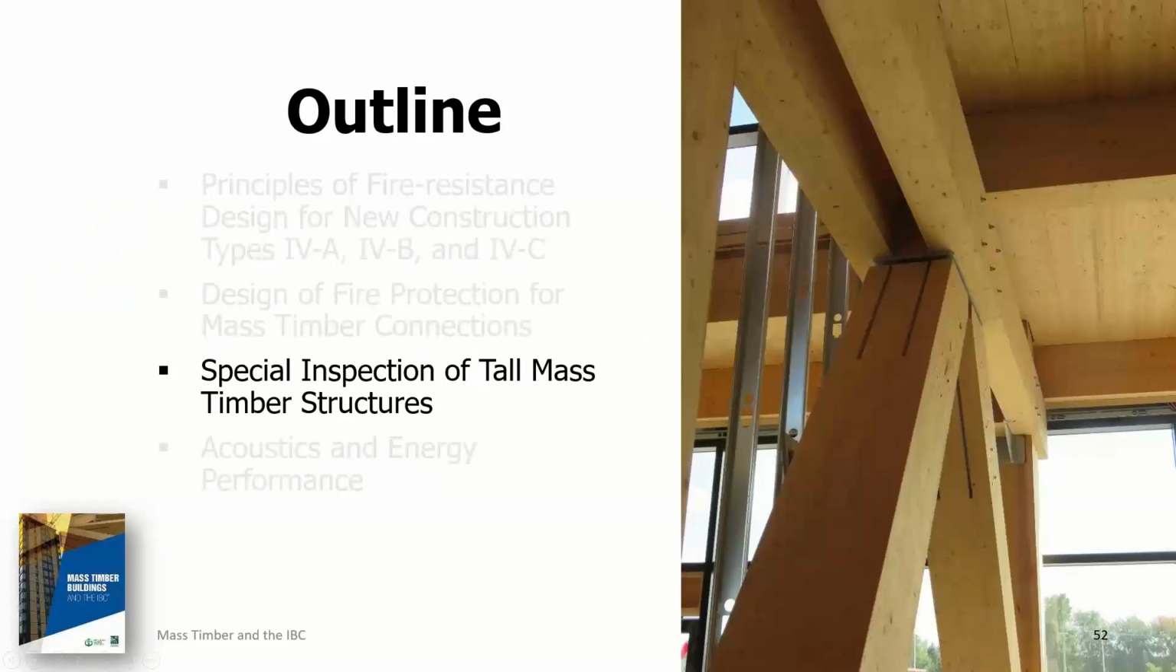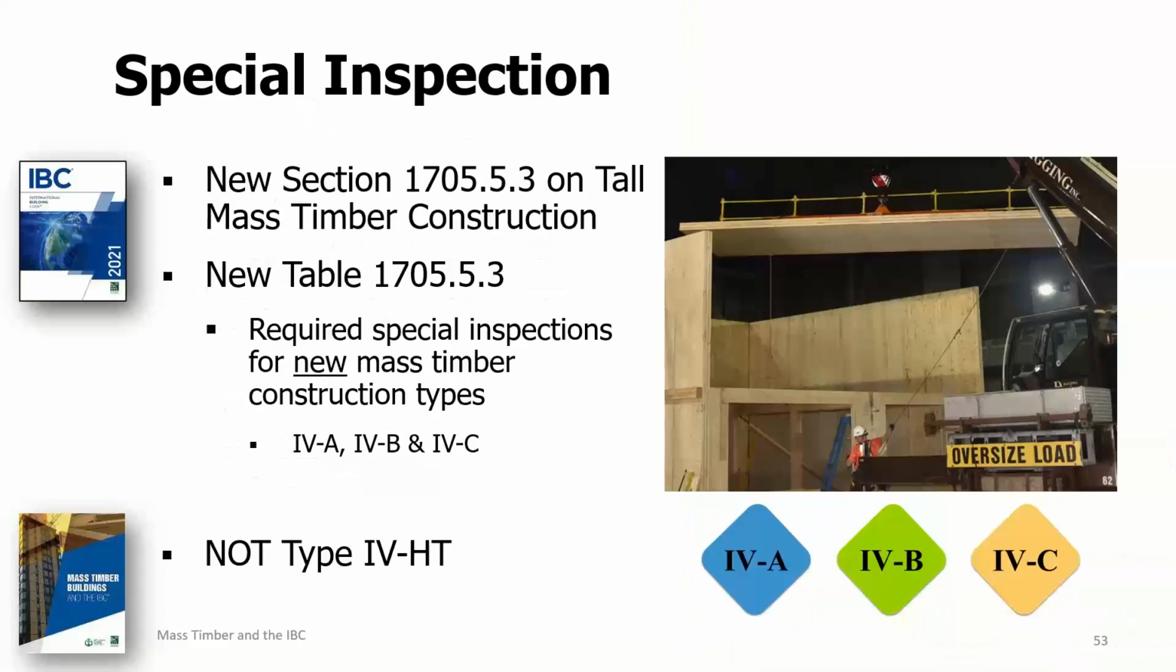All right, so now let's explore the code requirements regarding special inspection for these new mass timber construction types. The special inspection requirements for types 4A and 4B and 4C construction are contained in new section 1705.5.3 of the 2021 IBC. This section consists primarily of a table having the same number designation, which I'll show on the next slide. But before I show you that table, I wanted to stress that these provisions do not apply to traditional heavy timber, which of course, as you know, is now type 4HT. They only apply to the three new mass timber construction types.